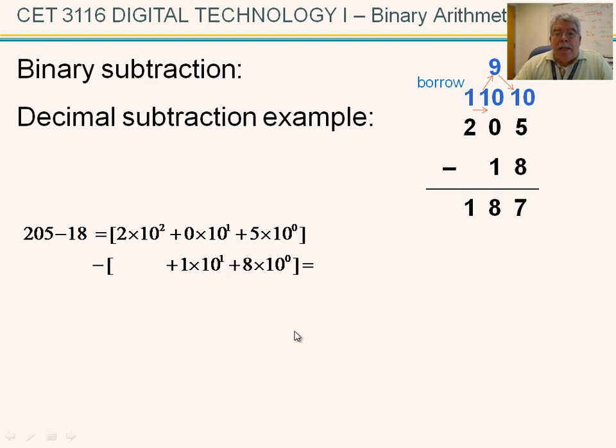Okay, now, perfect. But see what happens. The first thing is realizing that this number per se is not capable of sustaining the subtraction of 8 units.